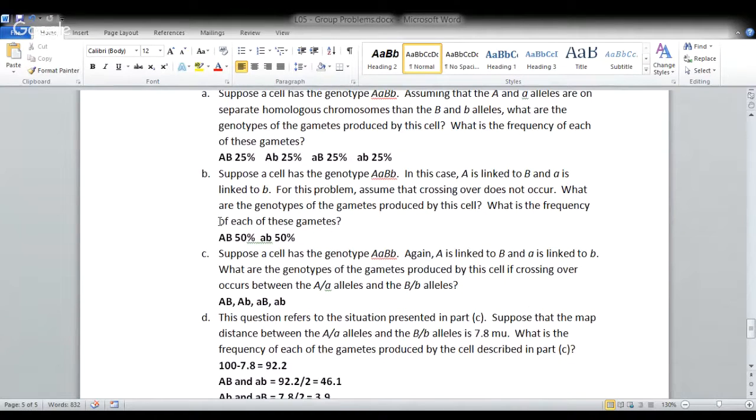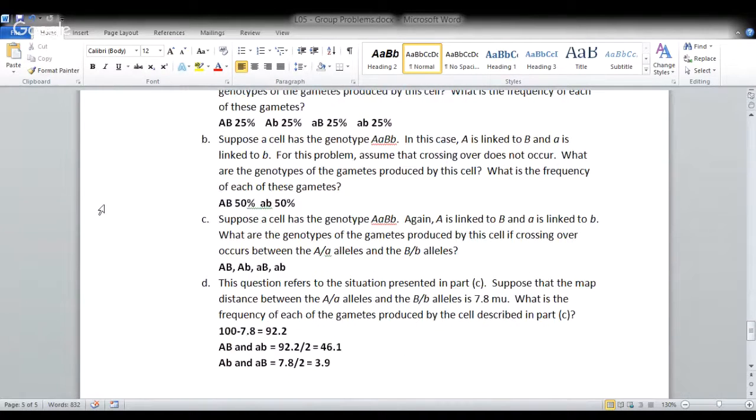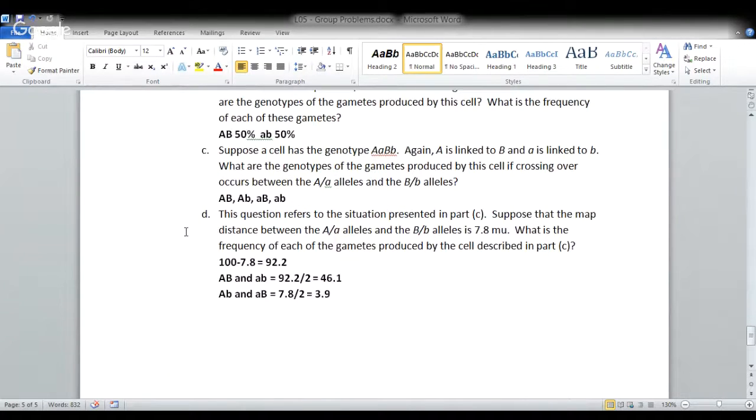And then in B, it's saying that big A is linked to big B and little a is linked to little b, and crossing over does not occur. So we just have a 50% chance for the 2 different gametes, big A, big B, little a, little b. And then C, it's saying that big A is linked to big B, little a is linked to little b, but they can cross over, and so it just wants to know the genotypes for the gametes. So it's just like A, where we have the 4 different possibilities.